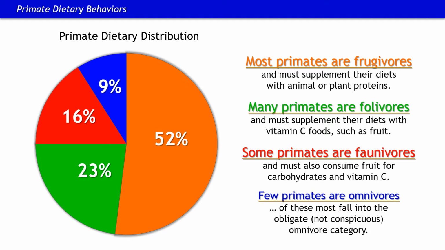And very few primates, at most 9%, are omnivores. Of these, most fall into the obligate, not the conspicuous omnivore category. In other words, they'd rather eat more fruit, but it's not available where they live.